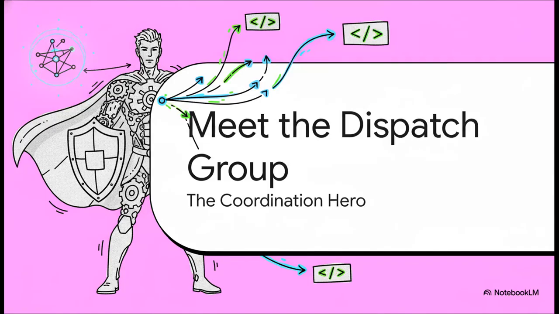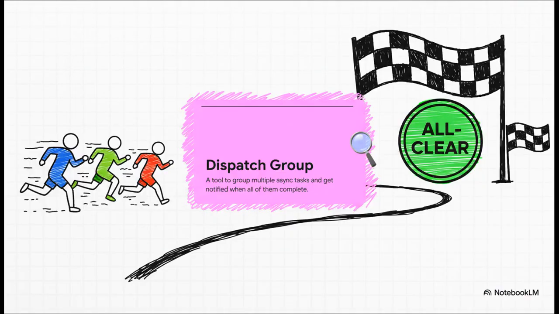Well, this is where our hero of the day steps in. Let's meet the super elegant solution to all this coordination headache, the dispatch group. So what is this thing really? Think of a dispatch group like a race coordinator at a marathon. You tell it about all the runners you have in the race. Those are your background tasks. And it just waits. It keeps track, and it will not fire the finish line cannon until every last runner has crossed the line. This gives us that single, reliable point of completion that we've been looking for.